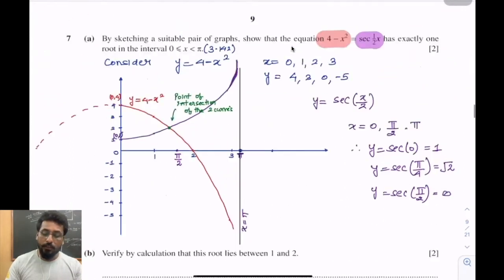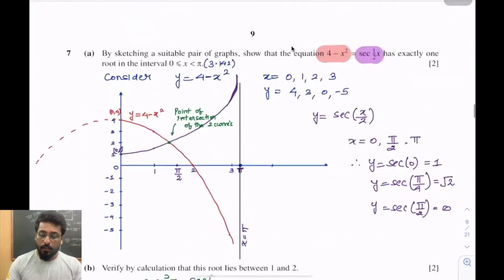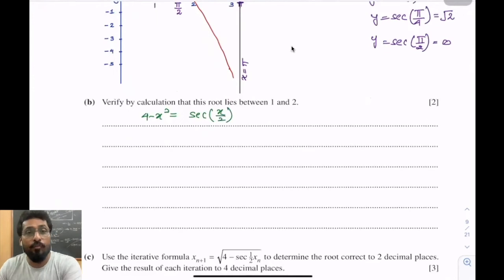So our equation is 4 minus x square is equal to sec of half x, or you write x upon 2. So let's plug the value of x as 1. That's the easier method. The first method is the easier method. The second method is you collect all the terms of x on one side, okay, and equate it with 0. So that becomes f of x equal to 0. Now you plug the value of x as 1, plug the value of x as 2. For one value, this f of x will give a negative answer. For one value, it will give a positive answer.